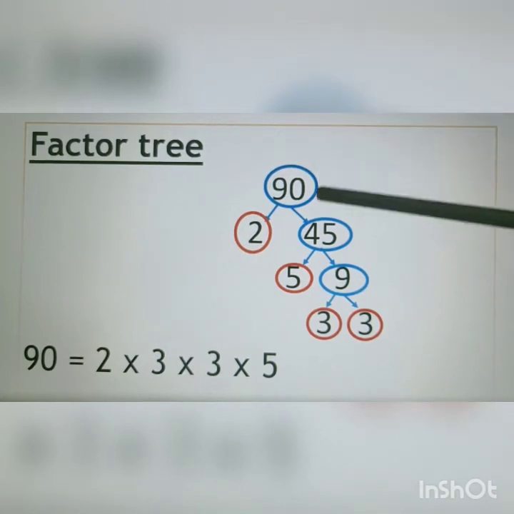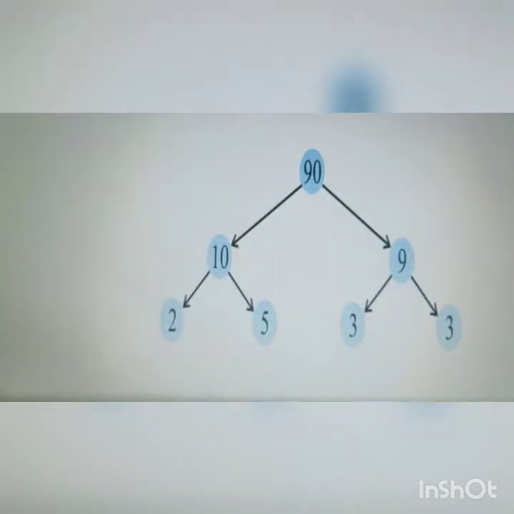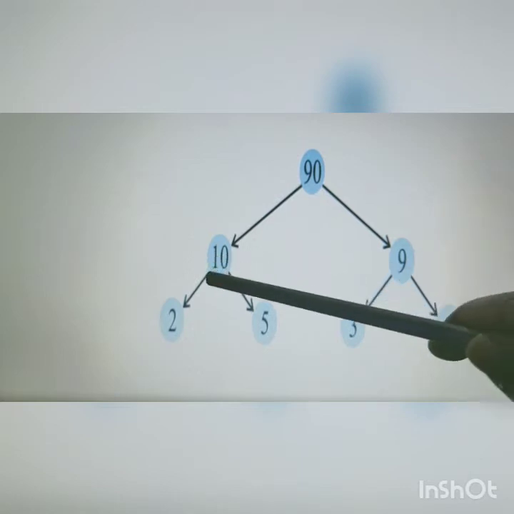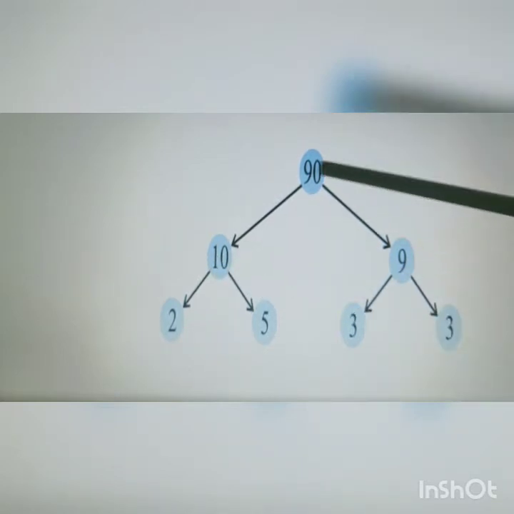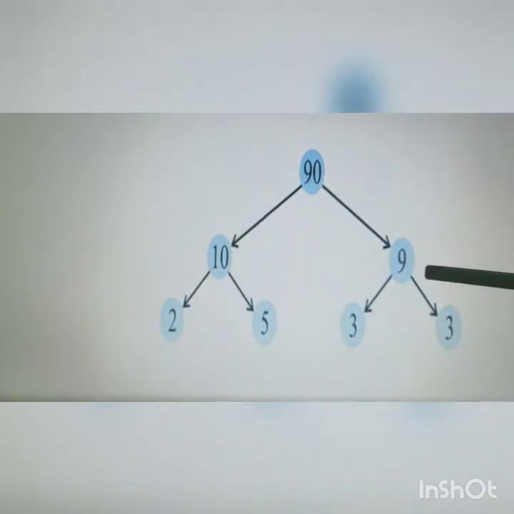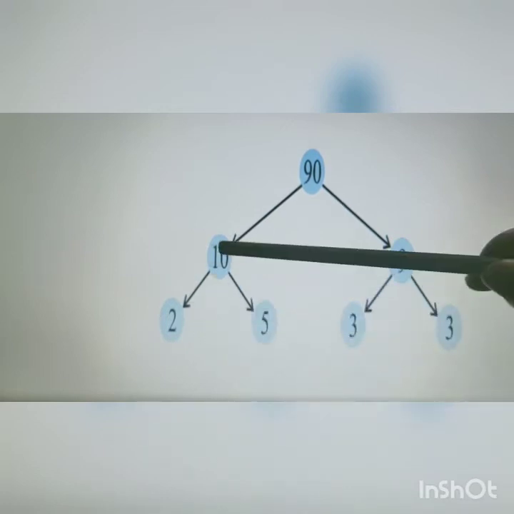Here 90 we have expressed as product of 2 and 45. Another way of expressing 90 as product of two numbers is 10 and 9. 90 is equal to 10 into 9. And 10 and 9 are composite numbers. So we can express them as a product of another two numbers.